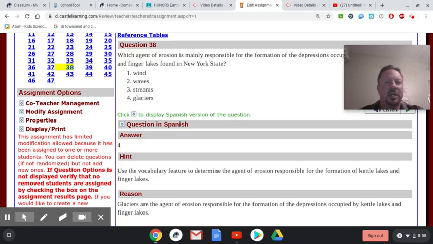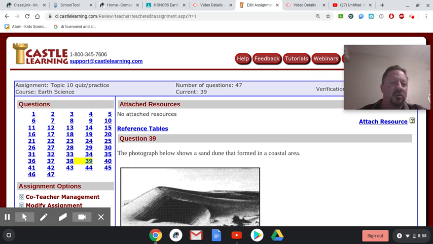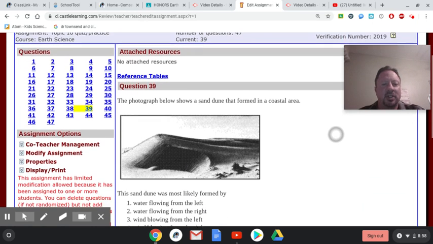Okay, 38. Which agent of erosion is mainly responsible for the formation of the depressions occupied by kettle lakes and finger lakes? Okay, so even if you just knew one, they're both made by the same thing. Finger lakes are U-shaped valleys made from the glacier. The kettle lakes from the blocks of ice left behind from the glacier. So glaciers.